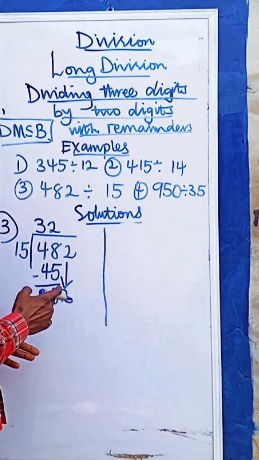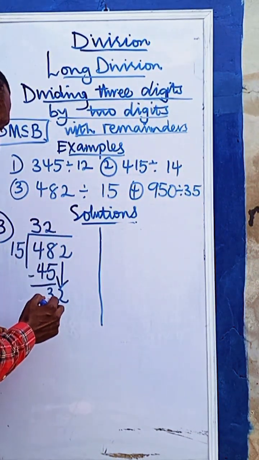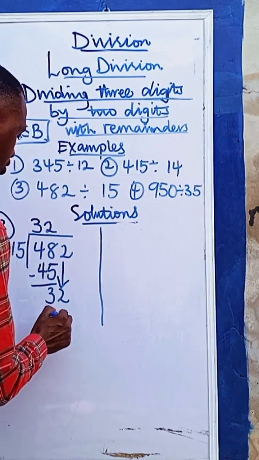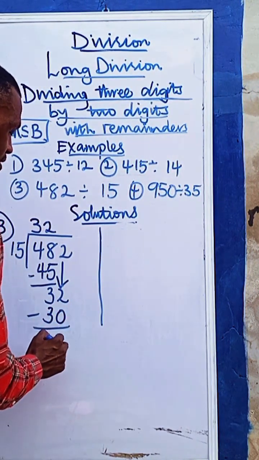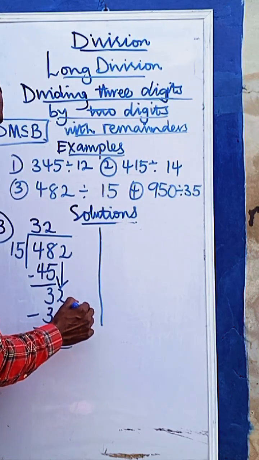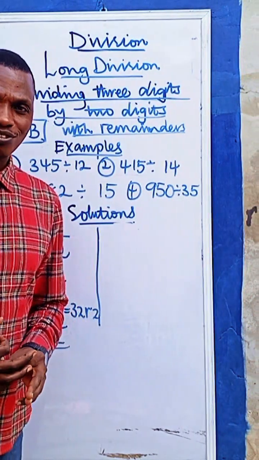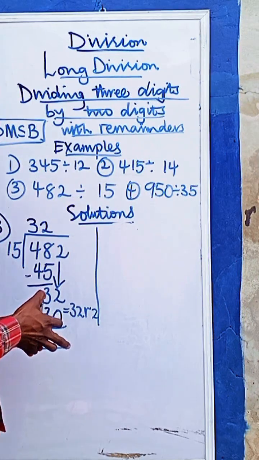What is next to do is multiplication. So 15 times 2 will give me what? Will give me 30. Then subtract 32, take away 30 will give us 2. So automatically, our answer equals 32, remainder what? Remainder 2. Easy peasy, isn't it? Now let's go to the fourth one.